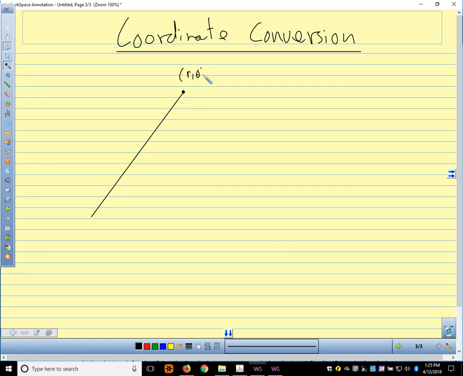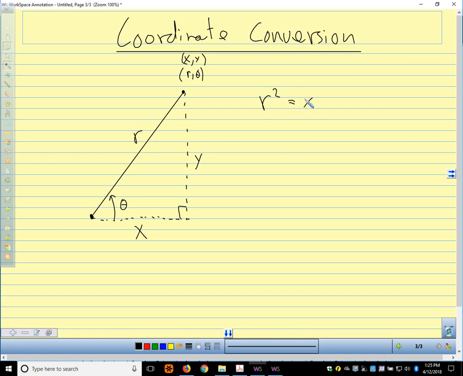So here's my point r theta, and we're also going to say that's the same as x, y. And here's my origin. What I'm going to do is draw a nice little right triangle. There's theta, there's x, there's y, and there's r. We know from the Pythagorean theorem that r squared equals x squared plus y squared. And we know that tangent theta is y over x. Tangent theta, opposite over adjacent. This is how we're going to convert from rectangular to polar.